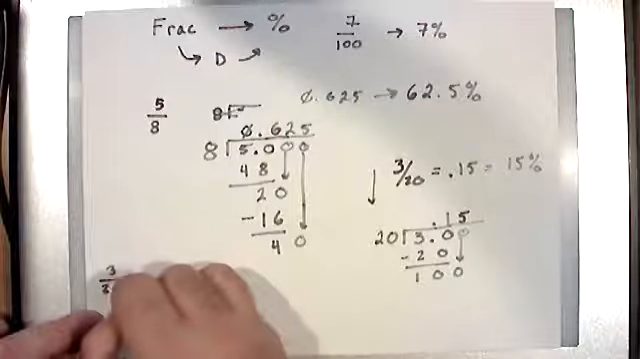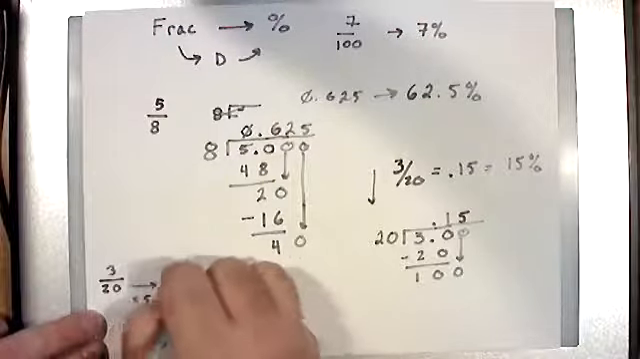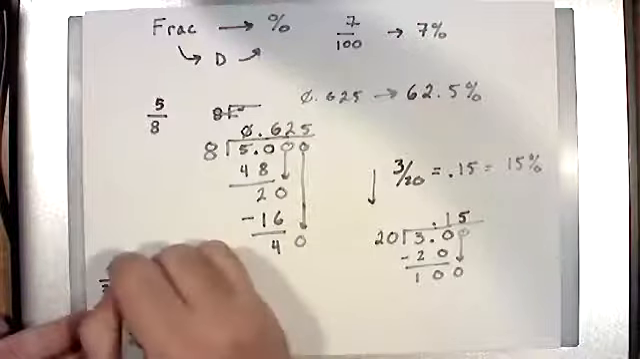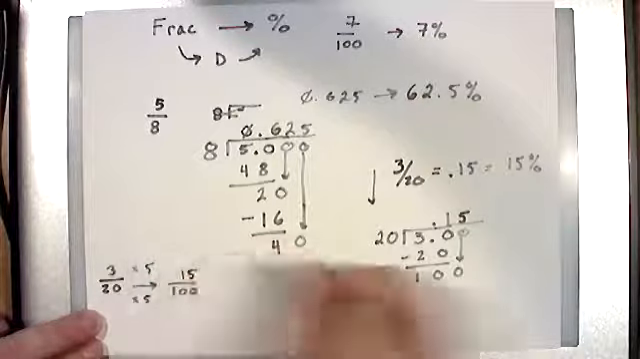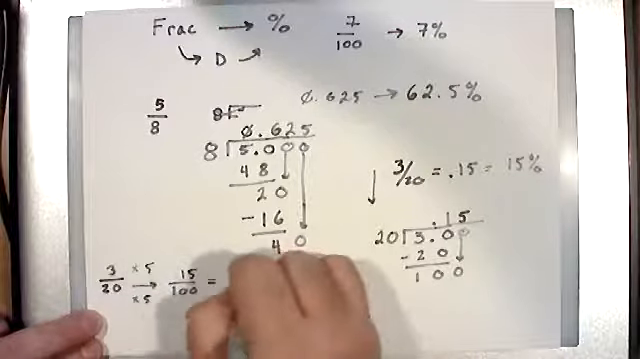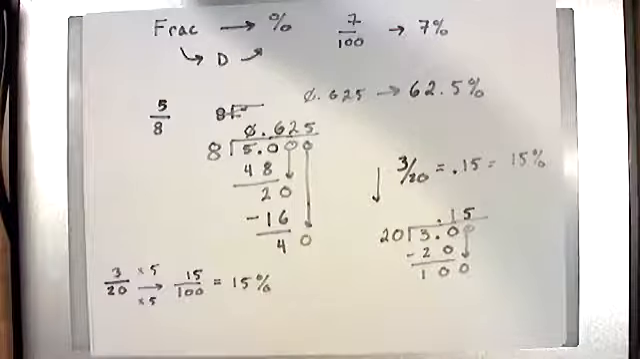So this is a bit of a shortcut. If I took 20 and multiplied it by 5, wouldn't that make 100? Well, what you do to the bottom, you got to do to the top, right? 3 times 5 is 15. 15 over 100, that's 15%. So that's a trick. I don't really mention it too often because the chances that your bottom is going to be able to turn into 100 aren't great.